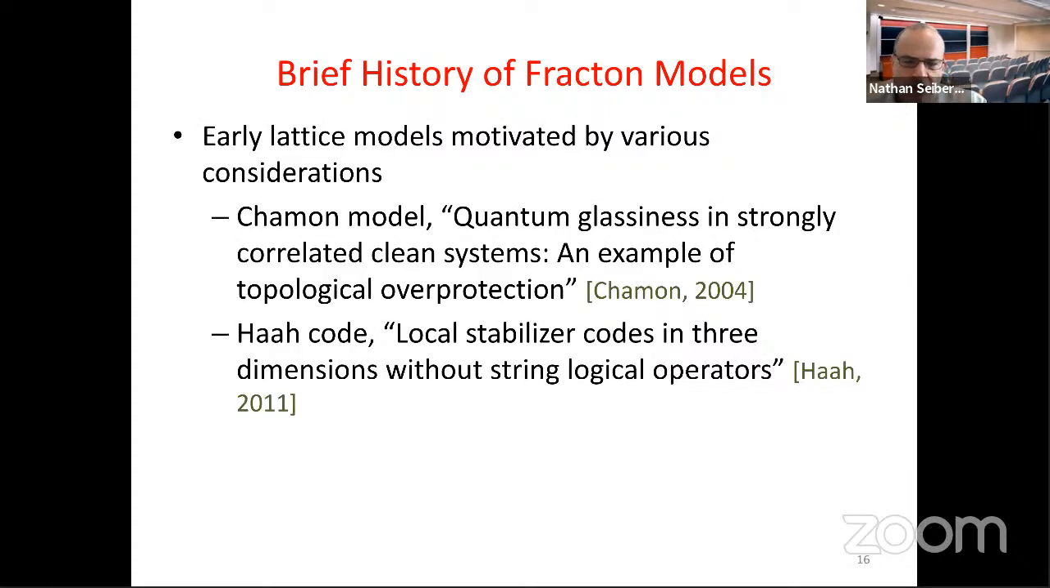The original papers appeared in 2004 by Chamon and in 2011 by Haah. Notice that they're 7 years apart. These papers were motivated by questions and ideas in quantum information theory and computer science. So I decided to copy the titles of the original papers to show what the authors were interested in. It says, quantum glassiness in strongly correlated clean systems, an example of topological overprotection. And Haah's paper is called local stabilizer code in 3 dimensions without string logical operators. So that happened in 2004 and 2011.